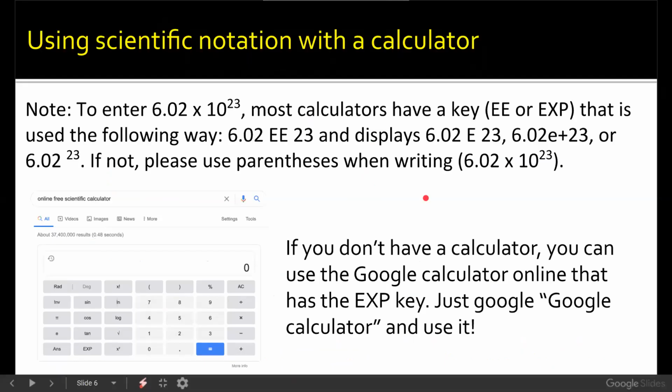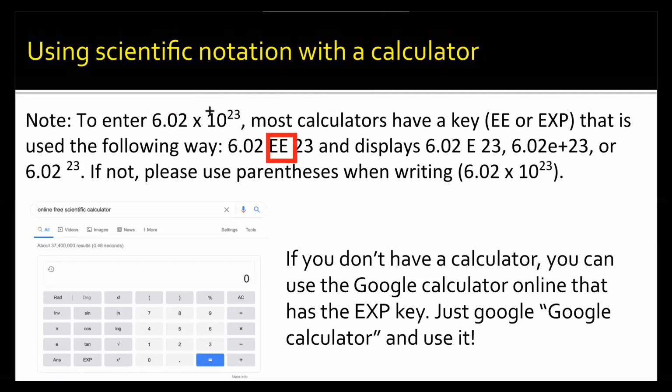So, using scientific notation with a calculator, obviously it's a little bit harder to do this without one. For some of these you can, but really a calculator is used for this. In most calculators, they have a key that's either going to be labeled EE or EXP that is used the following way. So if we're going to look at 6.02 times 10 to the 23rd, this EE is going to stand in for basically times 10 to the whatever power.